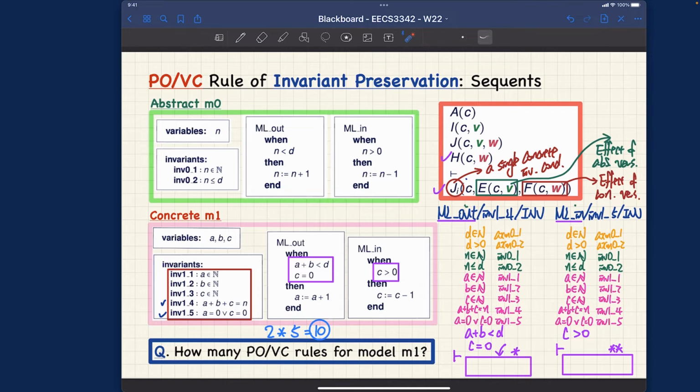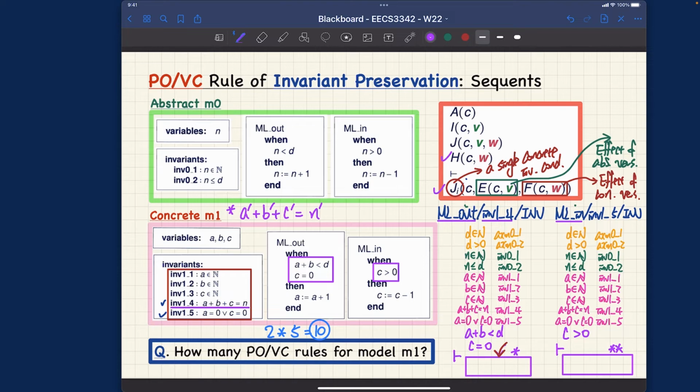I'm pretty sure we did it earlier when we talked about invariant preservation for the abstract model, but let's do it again. So let's now do the first one over here. Let me put a star over here. For the star, the concrete invariant we are talking about is invariant number 4. So we want invariant number 4 to be satisfied in the post states. Let me write a prime for the post states: A prime plus B prime plus C prime is equal to N prime.